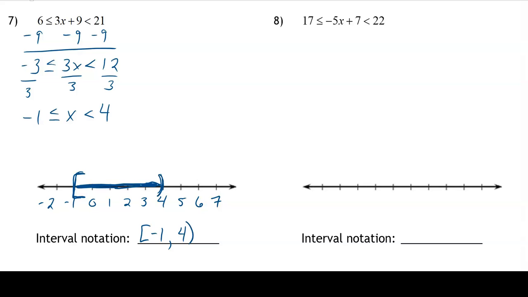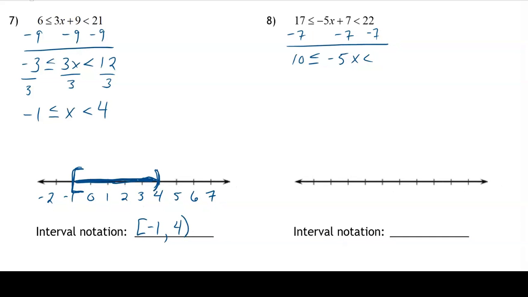For number 8, 17 is less than or equal to negative 5x plus 7 less than 22. Again, what we do to the center portion, we have to do to both the left and the right, so subtract 7 from all those sections. 10 less than or equal to negative 5x less than 15.